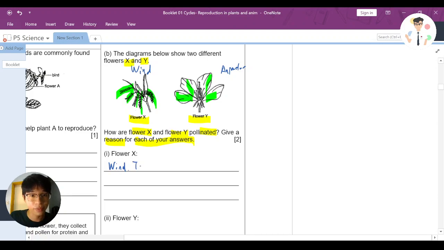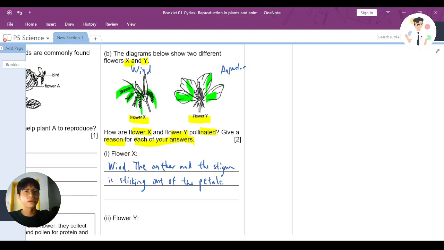Because the anther and the stigma are sticking out of the petal. Again, if I ask you why are they sticking out? It's because, for example, the anther sticking out makes it easy for the pollen to be transferred, to bring out. And the stigma outside makes it easy to increase the surface area to capture pollen. Okay, so it's making it easier.